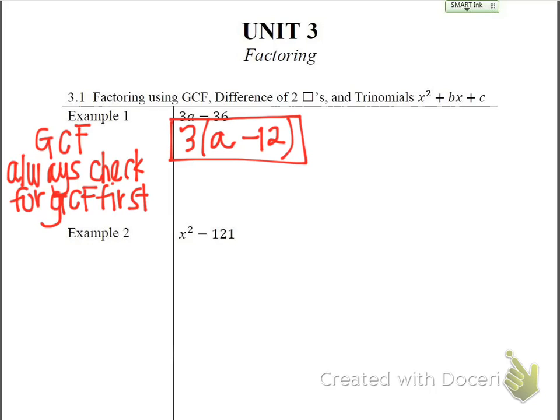Example 2, x squared minus 121. This is difference of 2 squares. I abbreviate it to diff of 2, and then I draw a square. Let's break down what that means. Why do you think this method is called the difference of 2 squares? You can take the square root of both of these. X squared is a perfect square. 121 is a perfect square. And what is being done to them? Subtraction. What's another word for subtraction? Difference. So a difference of 2 squares means that you are taking 2 perfect squares and subtracting them.